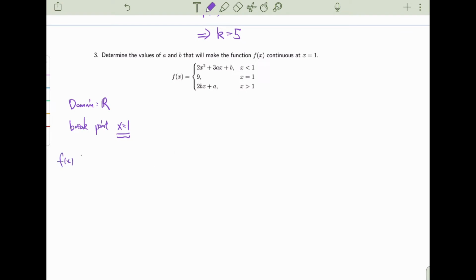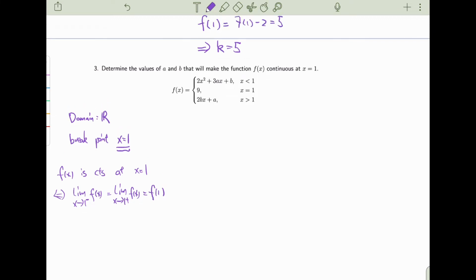f of x is continuous at x equal to 1. It is equivalent to the left limit equal to the right limit, which is also equal to the value of the function f of 1. So we're going to check these 3 things, okay?